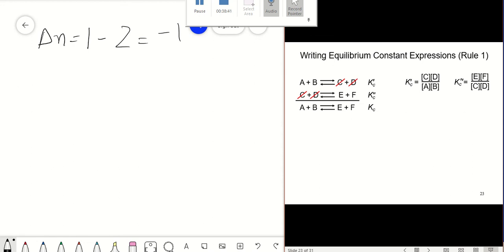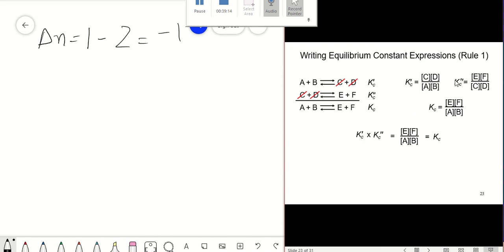So let's assume that the equilibrium constant for this reaction is Kc. What would be the expression for the equilibrium constant for this reaction? It's going to be products, E times F, divided by A times B. All right, perfect. Now let's take the first reaction and the second reaction, and I'm going to multiply these expressions of equilibrium constant. So if I multiply Kc prime times Kc2 prime, what do I get?